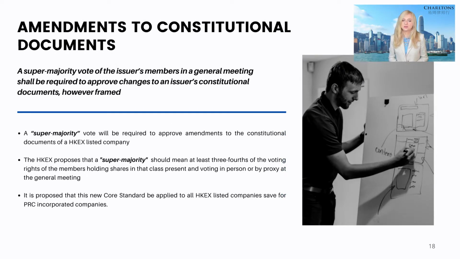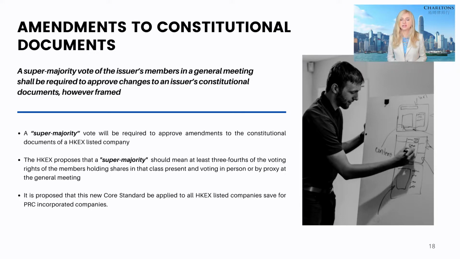The Hong Kong Exchange is also proposing a core standard that a supermajority vote will be required to approve amendments to the constitutional documents of an exchange-listed company. Similar to the inconsistencies I've just mentioned with regard to the threshold and quorum required to vary class rights of shareholders, there are inconsistencies with respect to the required threshold and quorum required to amend the constitutional documents of an exchange-listed company depending on its place of incorporation.